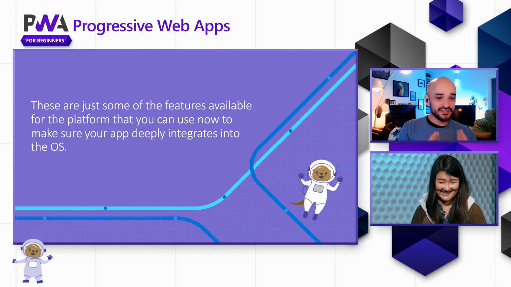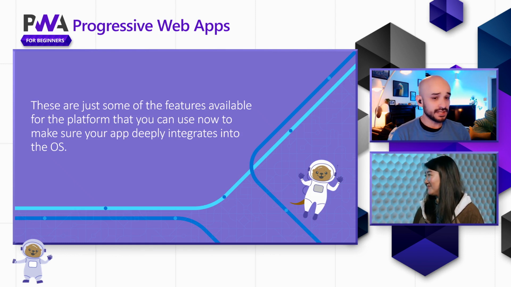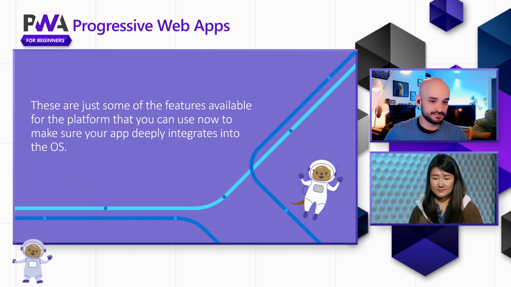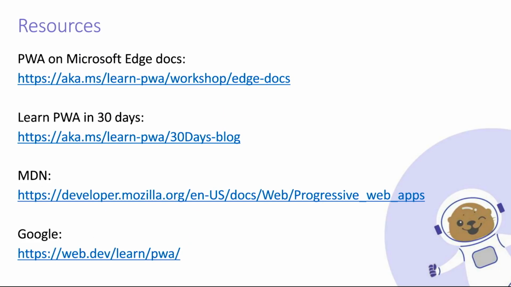So these are just some of the features that are available for the platform that you can use right now to make sure that your application deeply integrates into the operating system. Thank you so much. Those are some super handy and interesting OS integrations that we talked about today. I think right now I'm super excited to go try them myself. And here again, there are some resources. If you want to read more about them, please feel free to explore these topics about progressive web apps on your own. In the next video, we're actually going to show you how to do some of these integrations through a demo.